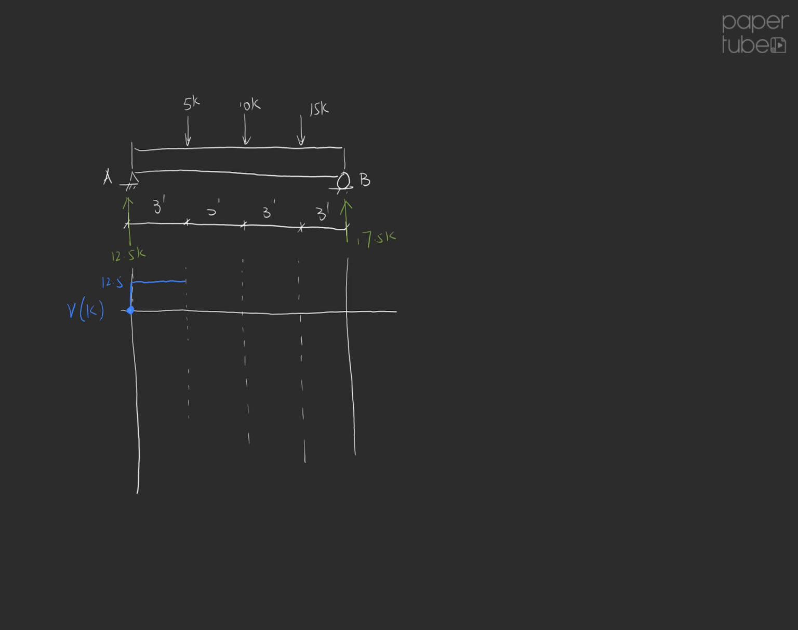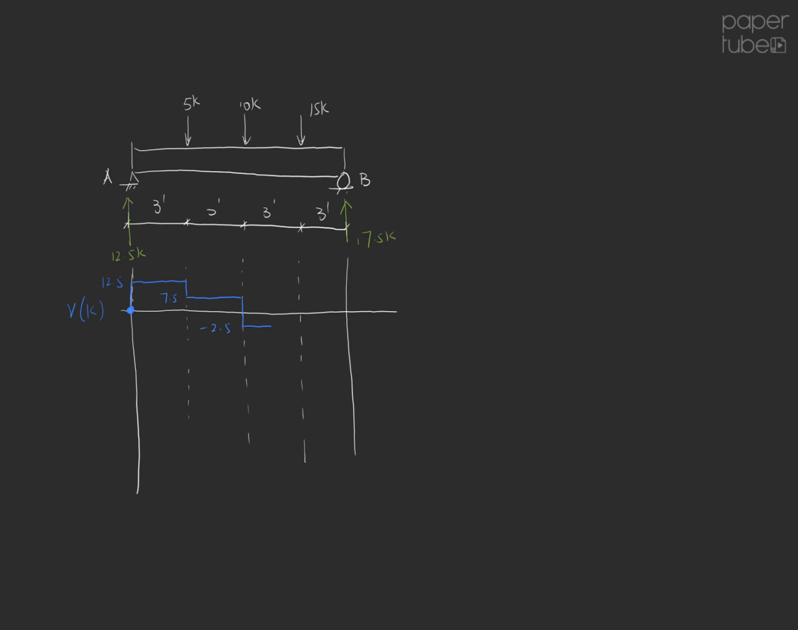And then you meet this 5 kip load going downward. Make your shear diagram jump down by 5 kips. You started from 12.5, you jump down 5. That gives you 7.5. Good. And then there's no point load in between, so you go straight again. When you meet this 10 kips, you drop down 10. You start from 7.5, you drop down 10. That would give you negative 2.5, right?